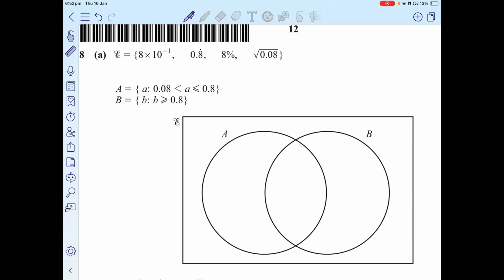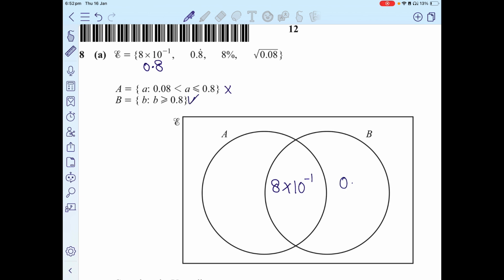So the first value is equivalent to 0.8. Will it belong to A? Yes, because it's equivalent to 0.8. Will it belong to B? Yes, because it's equal to 0.8. So 8 times 10 raised to negative 1 belongs in both categories. I hope that's clear. The second one is 0.8888, because that's what the dot suggests. It's greater than 0.8, so it can't belong to A, but it will belong to B.